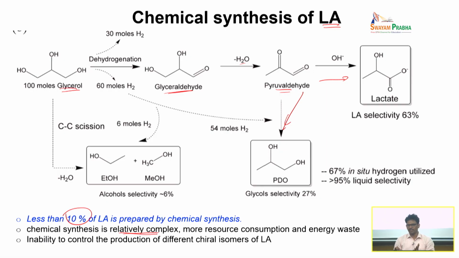Another thing you see here is that these reaction mechanisms are quite complex. It involves many side reactions, and it uses a lot of resources and energy and generates waste because of other unwanted chemicals. And we are also not able to control the production of different chiral isomers in this particular step. Okay, you will get both LLA and DLA. So we don't have a good control on the selectivity of these molecules. Okay, so these are the challenges of the existing chemical synthetic route.